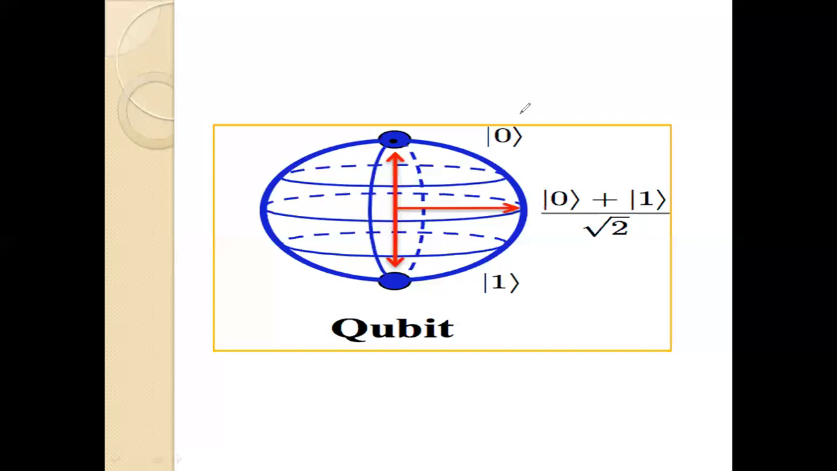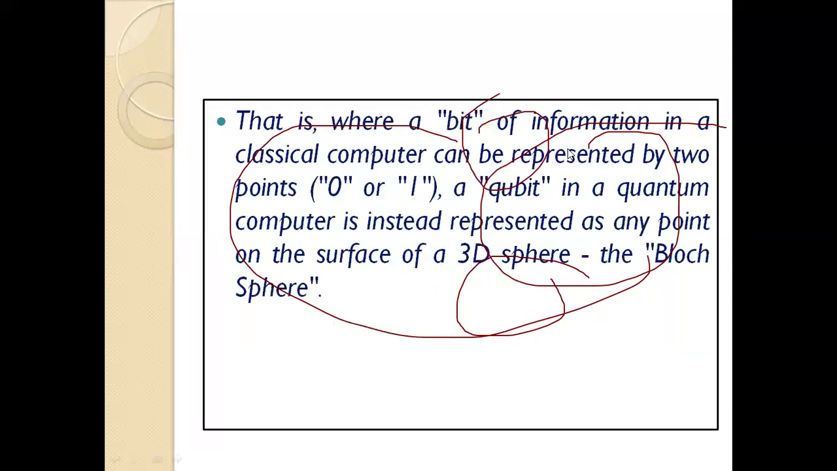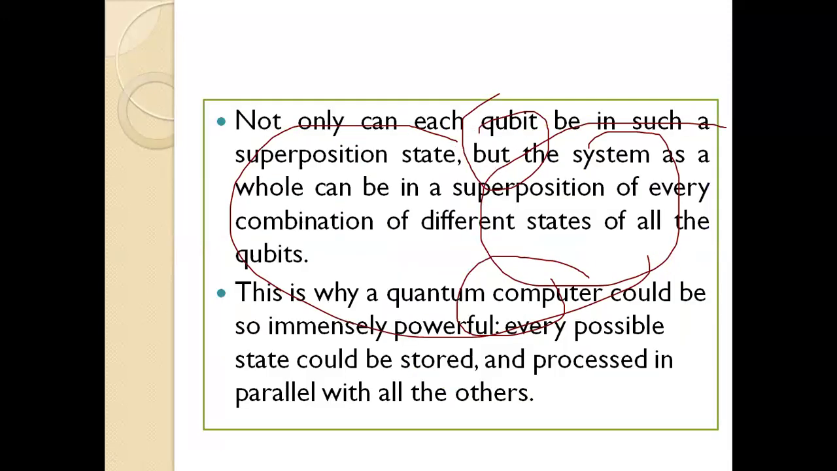This is quantum 0, this is quantum 1. I told you about the ground state and excited state. Now, any combination of them is possible. So a qubit can appear anywhere on this particular sphere, and we call this sphere a Bloch sphere. Okay, this is a 3D sphere. Well, let me clear this again.